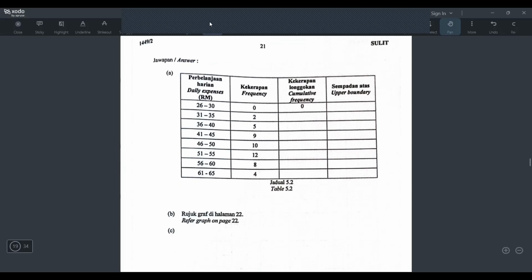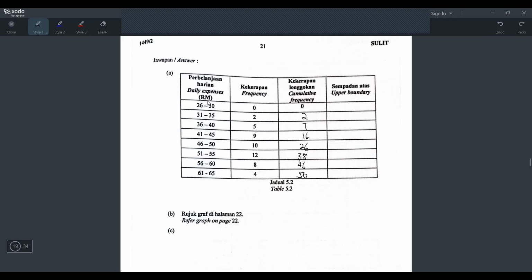Okay, this one. So let's complete the table lah. Okay, cumulative, how do you find it? The first one will be the same. Then the next one will be 0 plus 2, which is 2, and then 2 plus 5, 7, 7 plus 9, 16, 16 plus 10, 26 plus 12, 38, 38 plus 8, 46 plus 4, 50. Right? This is how you find cumulative.